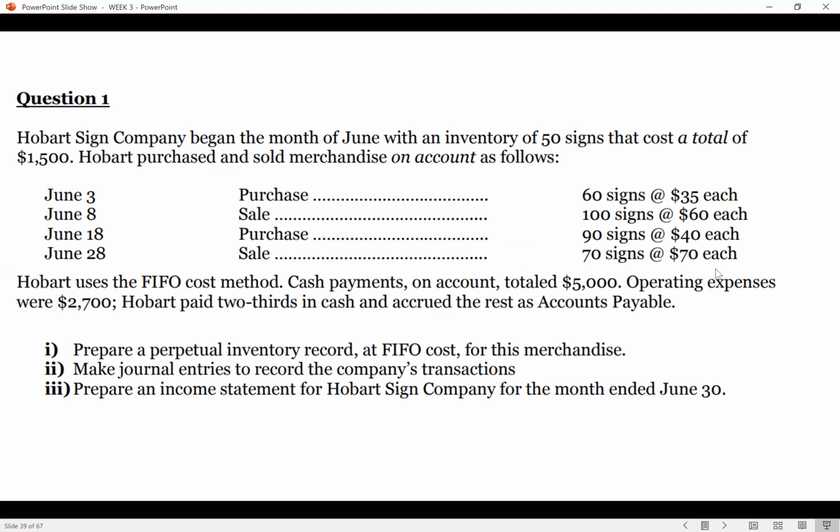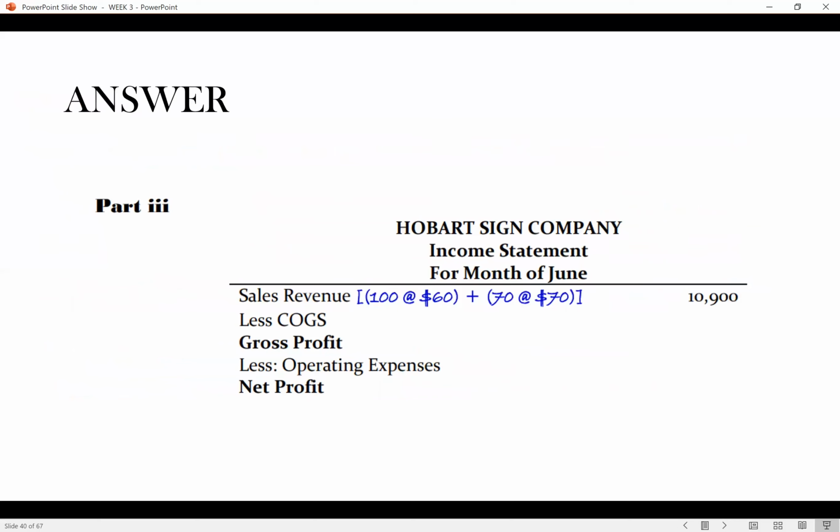That's when those figures become important for income statement, right? So the sale, 100 at 60 plus the 70 at $70, right? 6,000 plus 4,900 gives us our sales revenue of 10,900, right? So the next thing is our cost of goods sold.